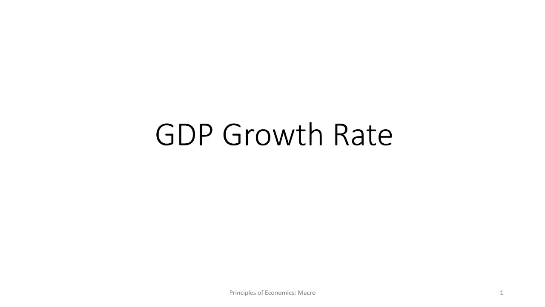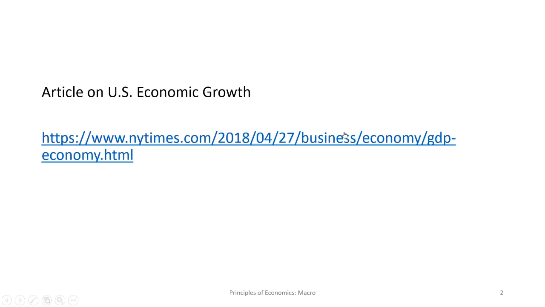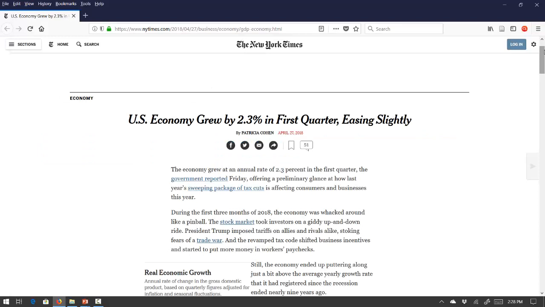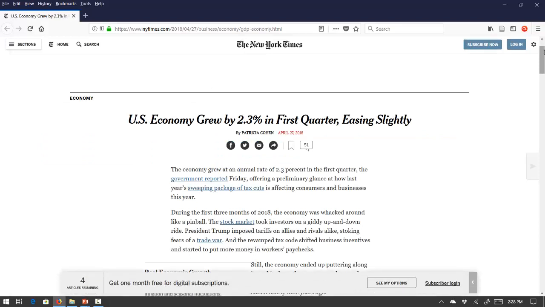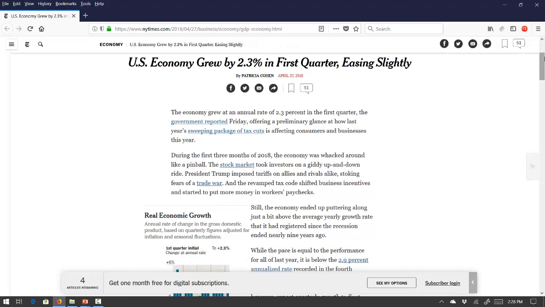To understand these things, let's focus on an article. The article appeared on April 27, 2018 in the New York Times. The article says that US economy grew by 2.3% in first quarter, easing slightly. So let's get into the article. The economy grew at an annual rate of 2.3% in the first quarter, the government reported Friday, offering a preliminary glance at how last year's sweeping package of tax cuts is affecting consumers and businesses this year.